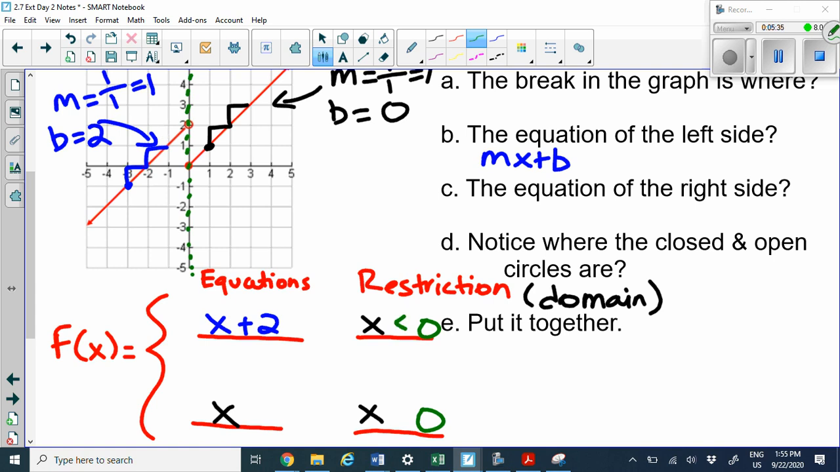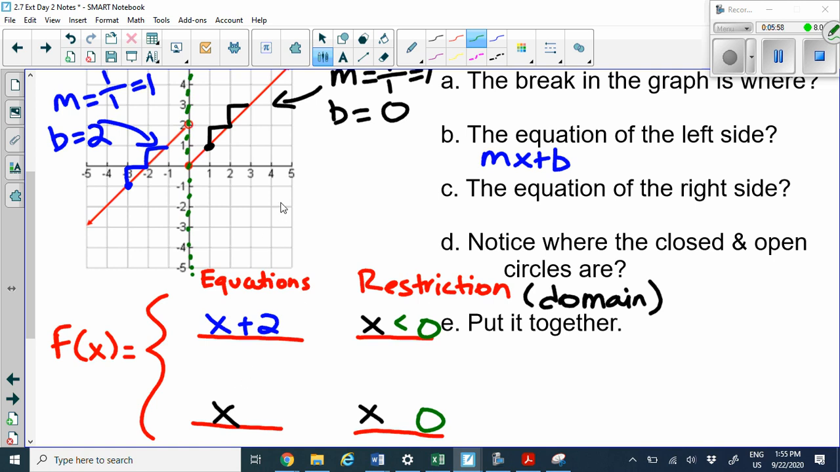Now, also notice that this point here is open. Whenever we have an open circle, like we did with absolute value inequalities, we have no equal bar. So with this one, we're just going to have x is less than 0, with no equal bar because the point at (0, 2) is open.